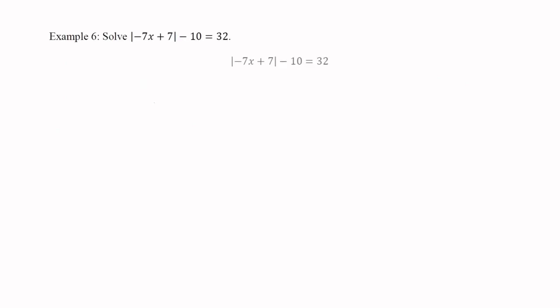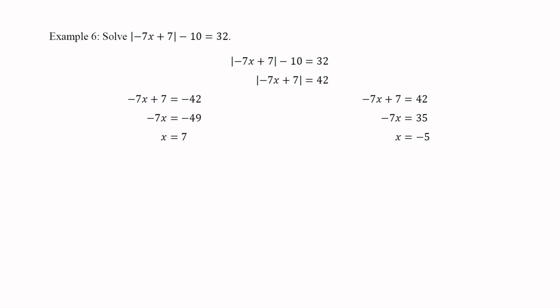For this example, we have to isolate the absolute value first, so we're going to add 10 to each side. Then we will set the absolute value expression equal to negative 42 and positive 42, and then solve each one independently, getting x equals 7 and x equals negative 5. So our solution set would be negative 5, 7.